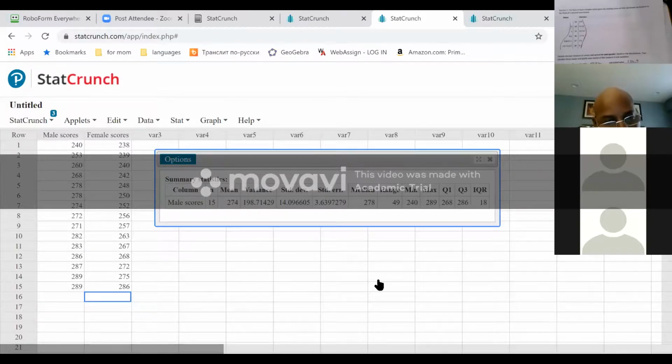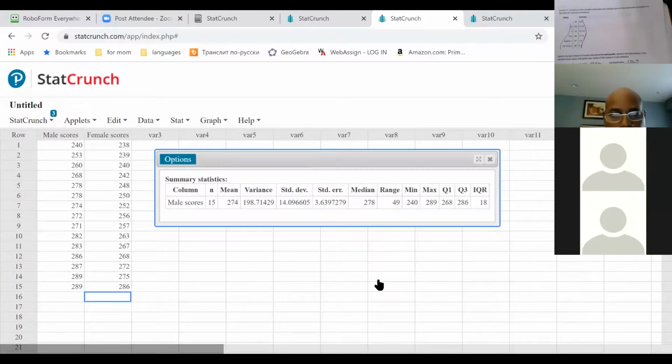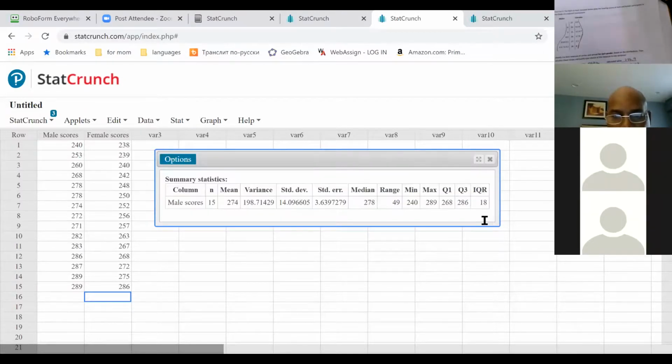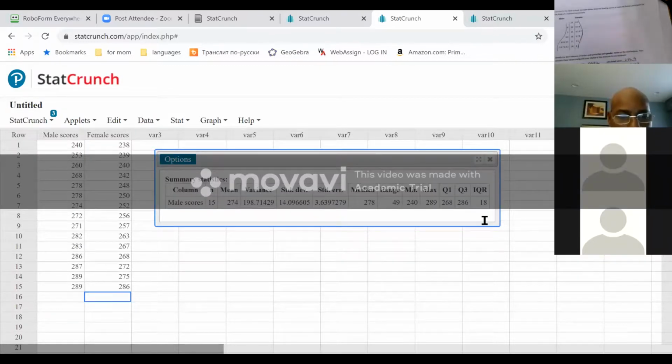And the standard deviation, we're not going to use here because it's skewed data. We're going to use the IQR, 18. So what is that 18 telling us? That's telling us that the spread of the middle 50% of the data is 18. Oh, okay. The spread of the middle 50%. Okay.